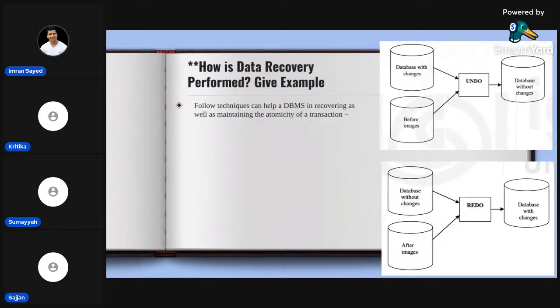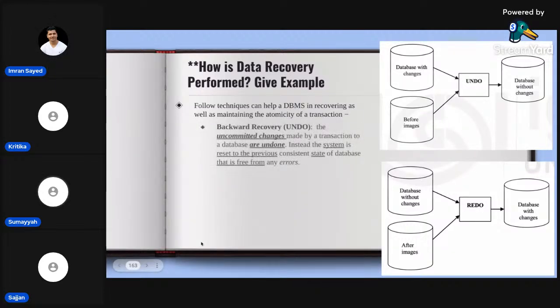So Maya, give me one of the points for how the data recovery is performed. Backward recovery, undo. Yeah, how is that done? It is performed on uncommitted changes from the transaction. The database is restored to its previous consistent state. Okay, so uncommitted changes are undone, right? Yeah. The system is reset to the previous state, and that is free from errors. Okay, okay.